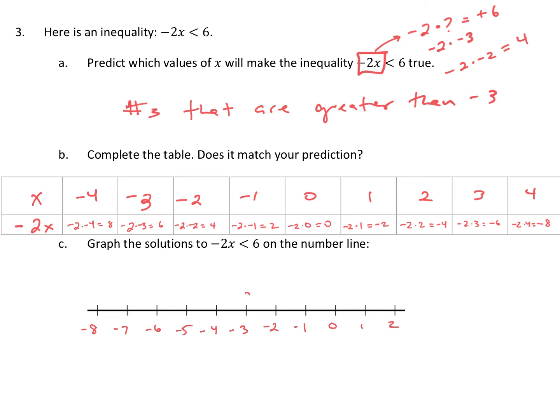So I need an open circle again because negative 3 is not part of the solution set. And I'm going to draw my arrow to the right.